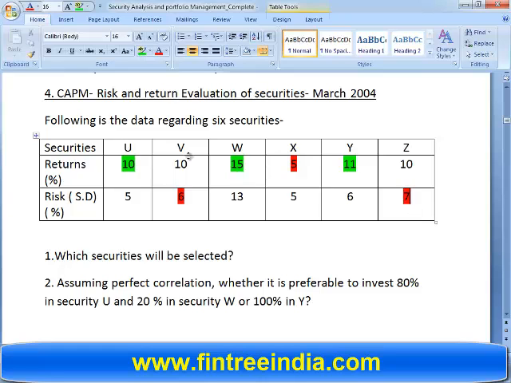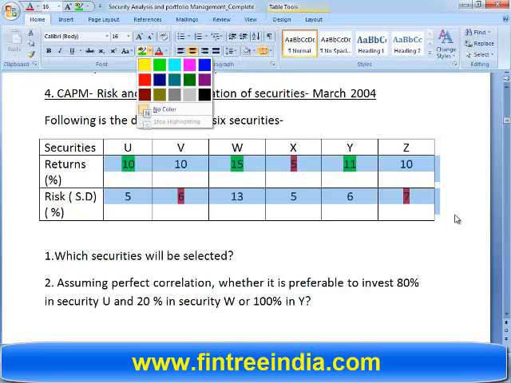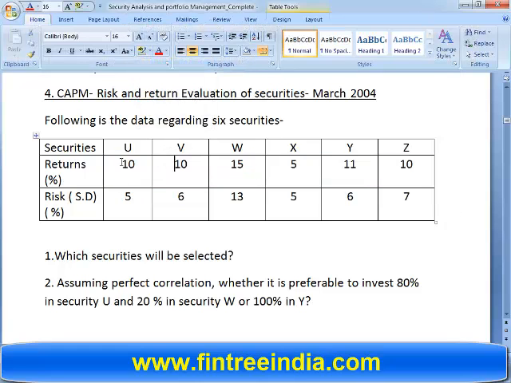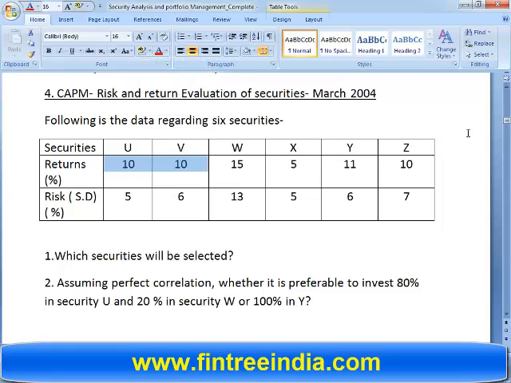Kulbhushan. See, just a minute. See, achha. So U and V have the same returns. Z has also got the same returns, but V and Z have got higher standard deviation. So we eliminate V, we eliminate Z in step 1.